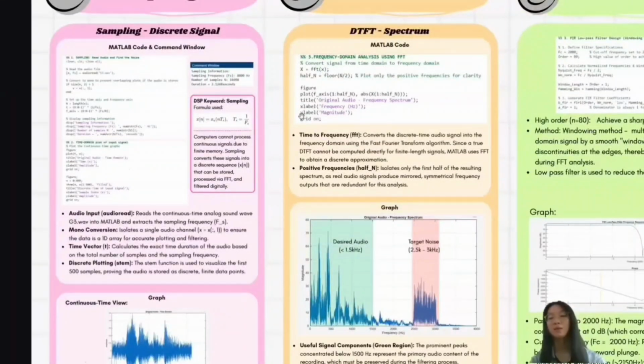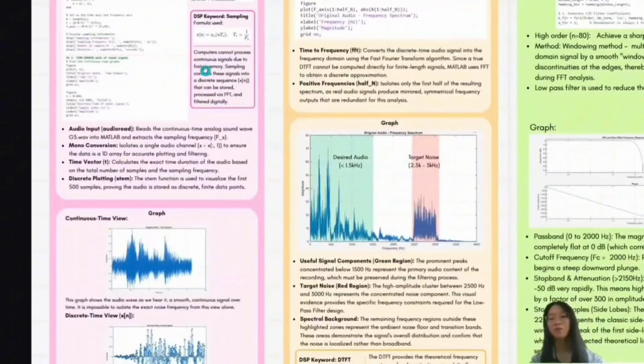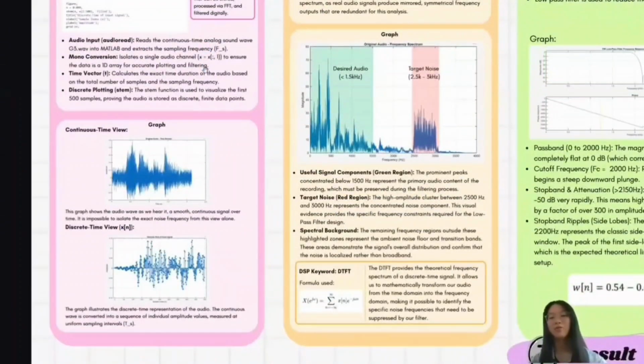Using the audioread function in MATLAB, the audio was extracted at a sampling frequency of 8000 Hz and isolated into a single mono channel for accurate processing. By comparing the two graphs below, it is clear that the continuous time analog wave is successfully converted into a discrete signal. This discrete sequence is what allows for the application of the DTFT formulas.